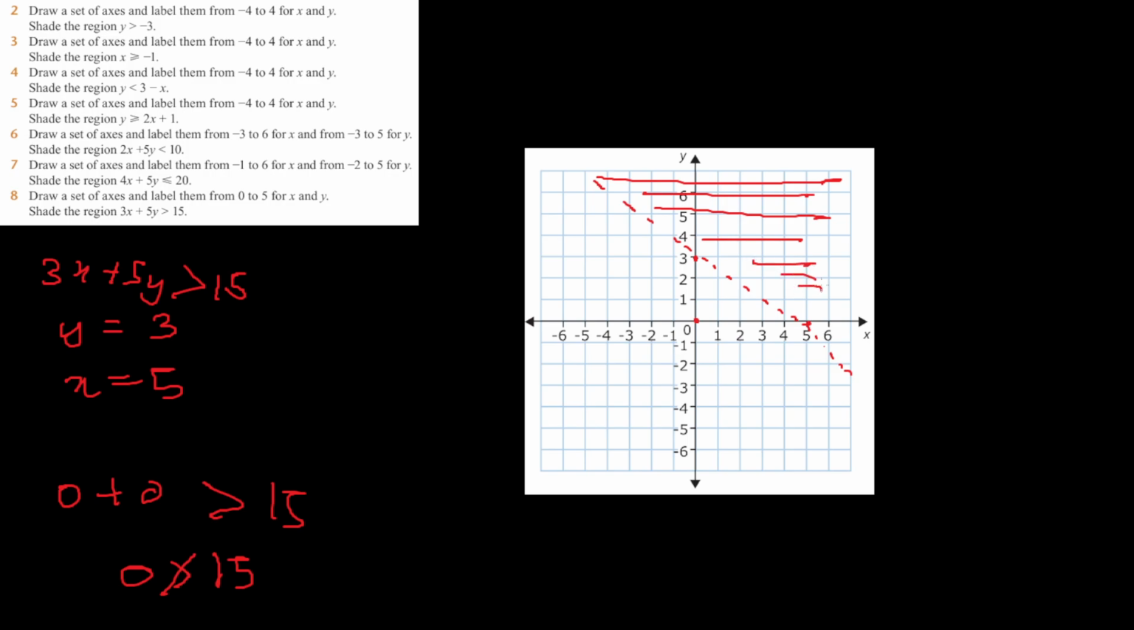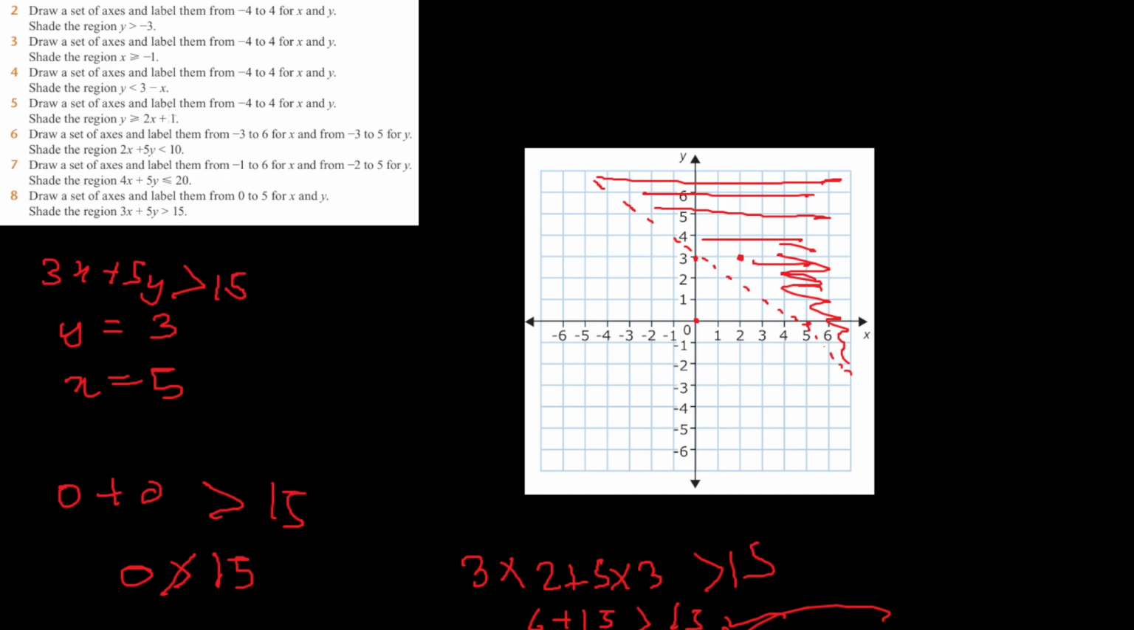And if you want to prove that, let's say we pick this coordinate here. This is 2, 3. So if you were to put in 3 times 2 plus 5 times 3, we get 6 plus 15, which we know is actually greater. This proves it. So we know that this is the shaded area. That's for the first two exercises. We'll move on to the next exercise in the next video.